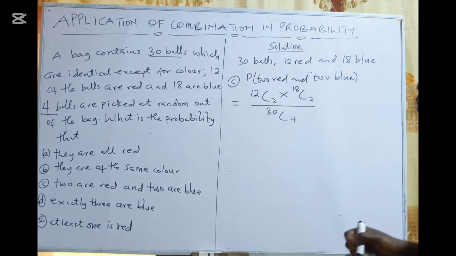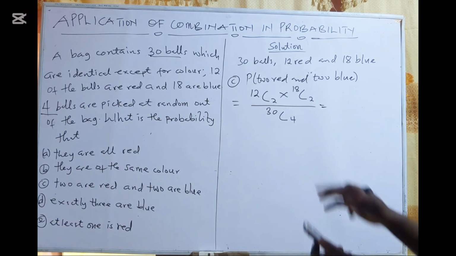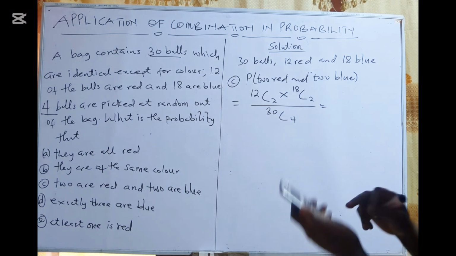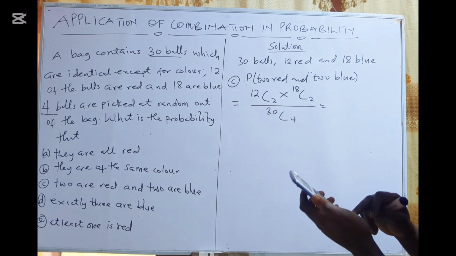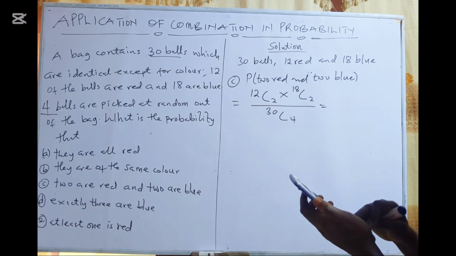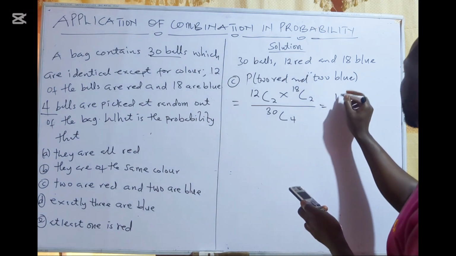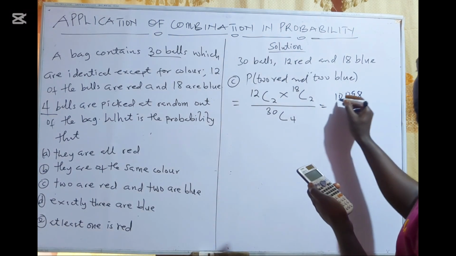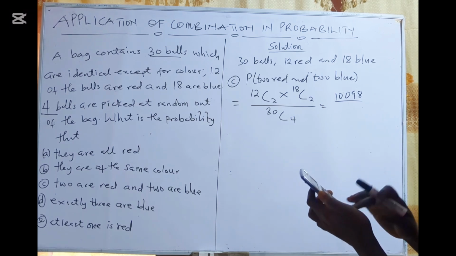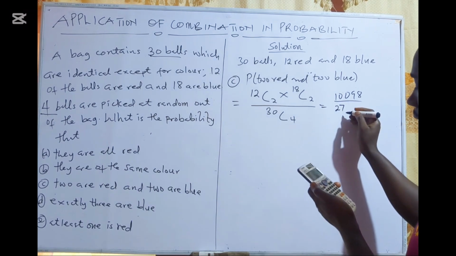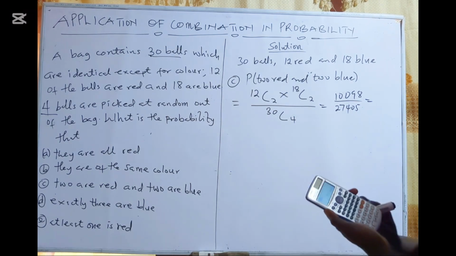Alright. So let's see. The "and" is multiplication. So 12 combination 2 multiplied by 18 combination 2. That will give us 10098 divided by 30 combination 4. That is 27405.